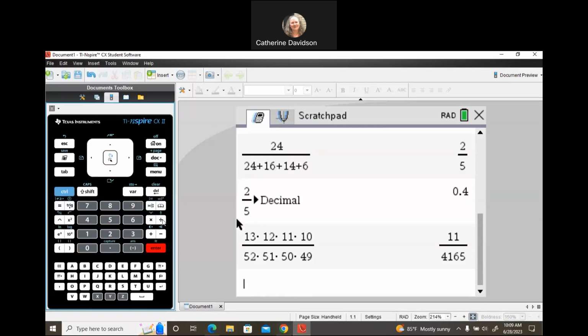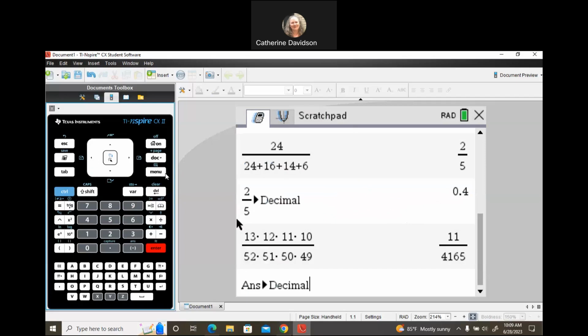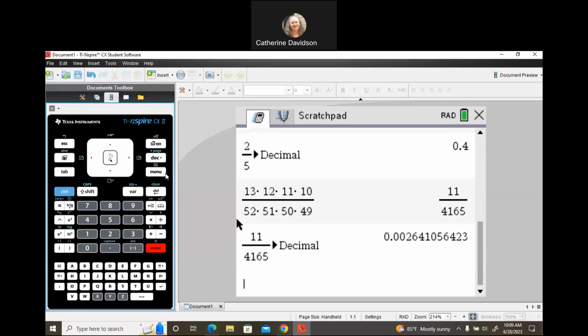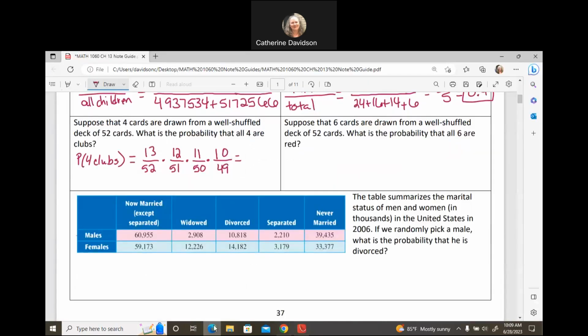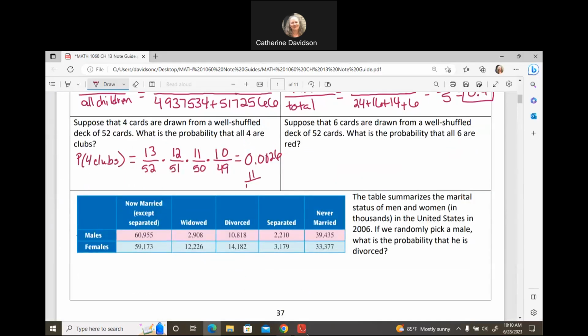I don't believe this one was a decimal. I mean, a fraction. So let's convert it to a decimal. 0.0026. They may ask for a fraction. I don't remember right offhand on this. 11 over 4.65. So depending on which answer they ask for.